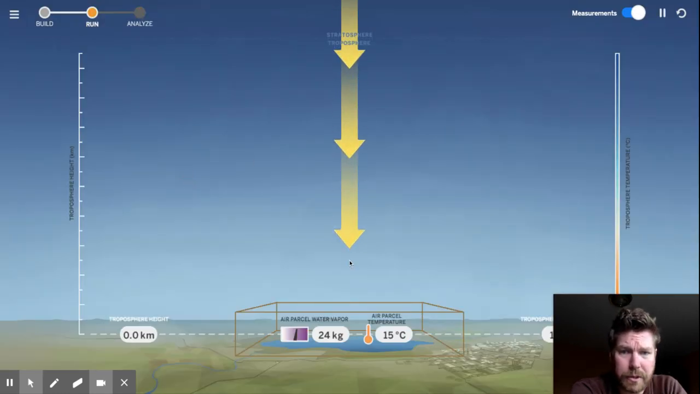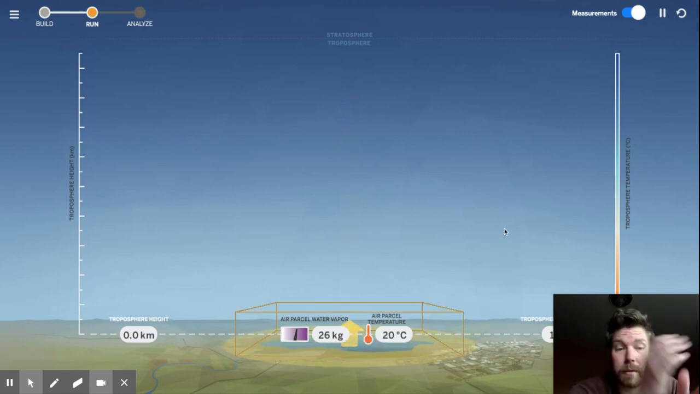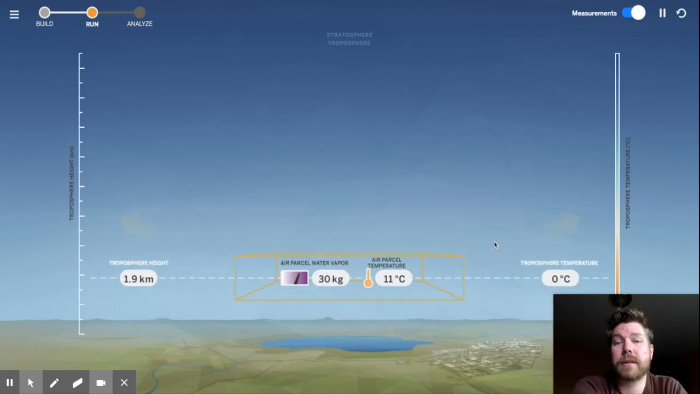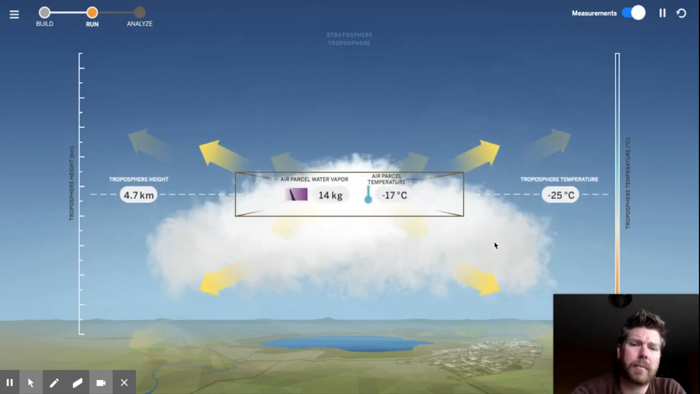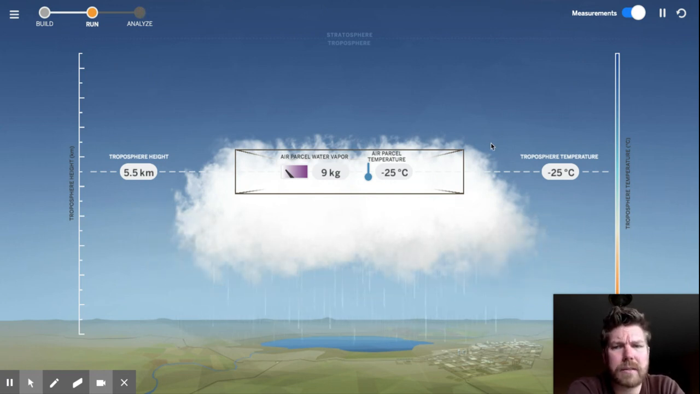So again, we see the energy from the sun being absorbed by the surface, and then the surface of the Earth heating up the air parcel above it. Our air parcel turns to 30 degrees Celsius as it rises in the atmosphere. Something to note too, these arrows coming off of our air parcel, those are representing energy. The air parcel is losing energy as it rises in the atmosphere.